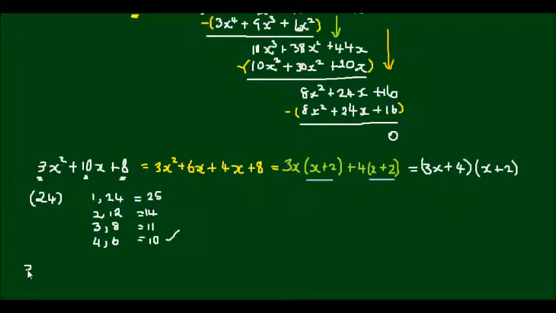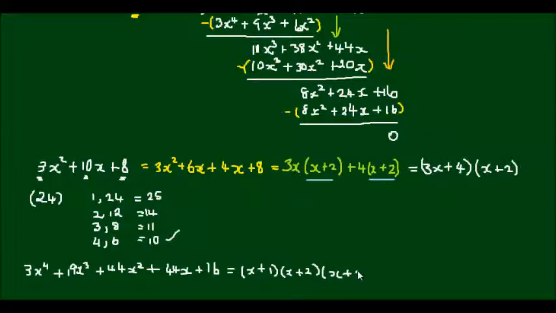Our original polynomial was 3x to the power of 4 plus 19x cubed plus 44x squared plus 44x plus 16, and we factorized it to x plus 1, x plus 2, x plus 2 again, and 3x plus 4.